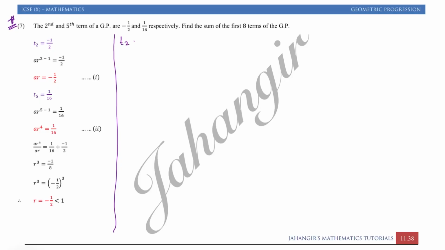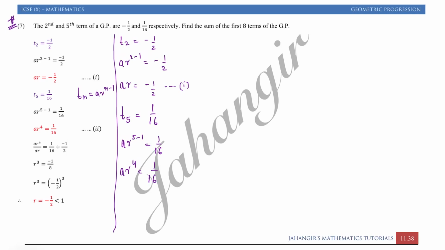So here I can write T2 is equal to minus half. Since we know Tn ka formula is A into R raised to n minus 1, so I can write A into R raised to 2 minus 1 is equal to minus half. So AR is equal to minus half. This is my first equation. Second में what we have? T5. T5 is equal to 1 by 16. So T5 को we can write A into R raised to 5 minus 1 is equal to 1 by 16. A into R raised to 4 is equal to 1 by 16. This is my second equation.